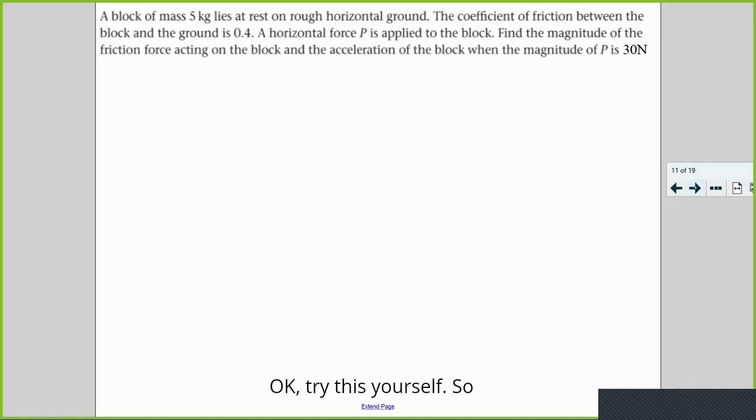Okay, try this yourself. So read the question, pause it, and then resume when you're ready.